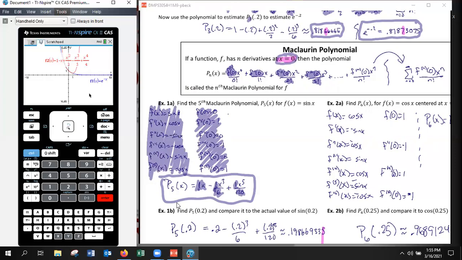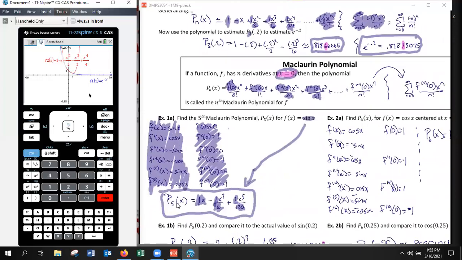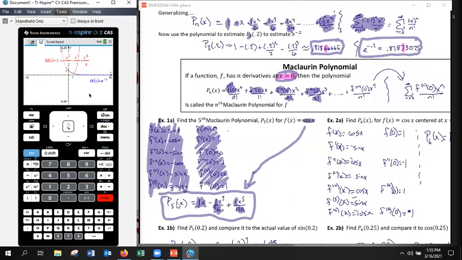One of the things that I like about this polynomial is, if you notice, all of the exponents are odd, and sine of x is an odd function, so it kind of matches up that the odd function would only have odd degrees. If we take a look at the cosine, which is what I showed on the calculator, all of those exponents were even exponents, and cosine is an even function.